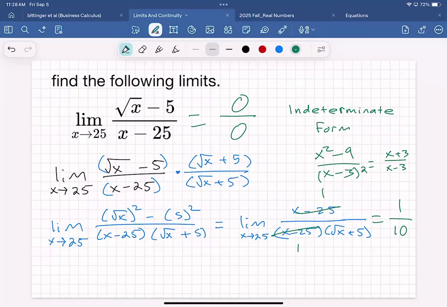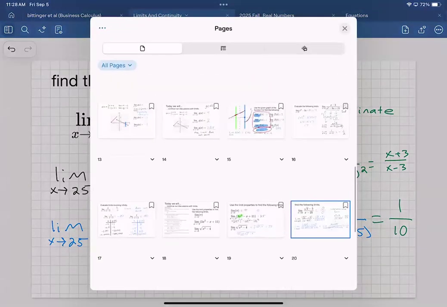Okay. And as we talk about this, I'm going to do a little bit more of the limits of infinity involved. That was one thing that we looked at yesterday as we finished up.